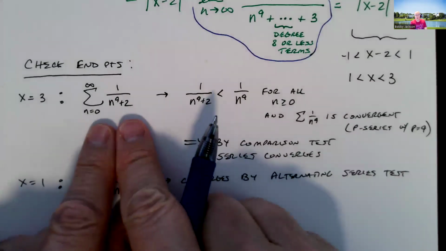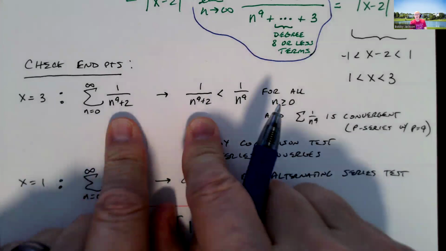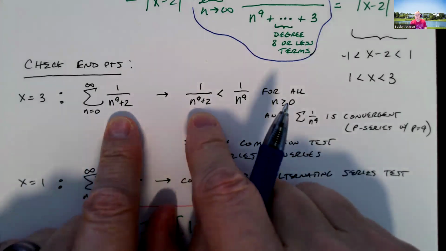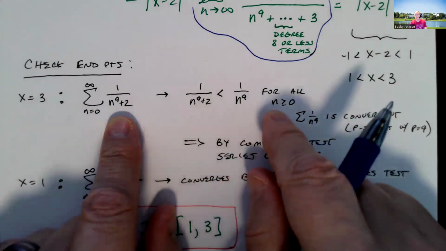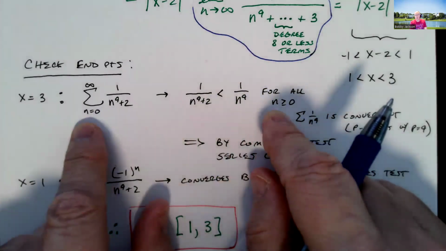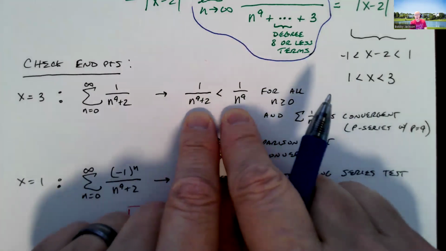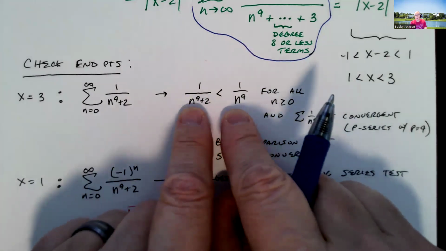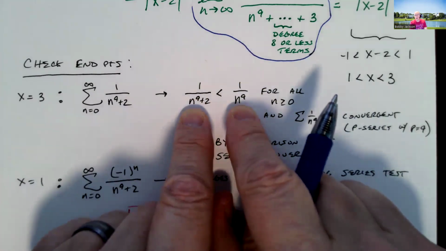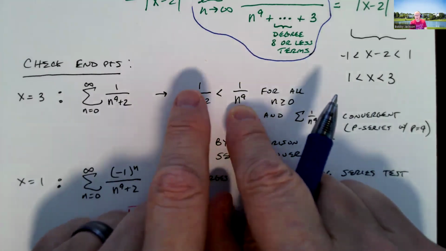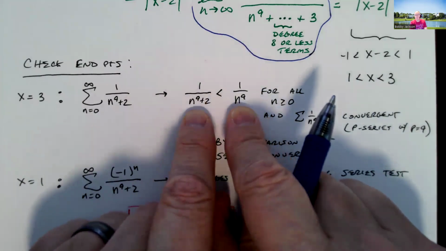Now, does this series converge? Well, 1 over n to the ninth plus 2 is always less than 1 over n to the ninth for all n greater than or equal to 0. Notice we're summing from n equals 0 on. That's because the denominator of the fraction on the left is more than the denominator of the fraction on the right. Therefore, the fraction on the left is actually less than the fraction on the right.